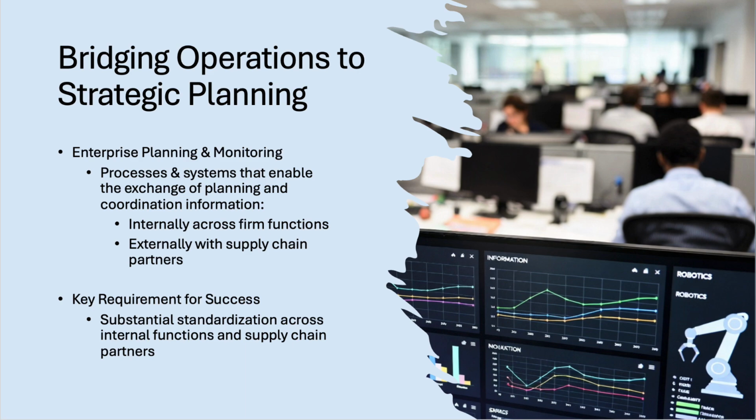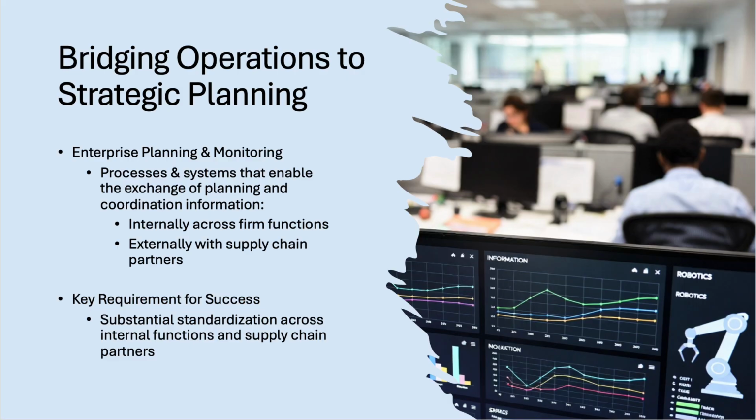The key requirement for success is substantial standardization across internal functions and supply chain partners. Standardization matters because systems cannot communicate effectively if different partners use inconsistent definitions, formats, calendars, or performance measures. For example, if one partner defines on-time delivery differently from another partner, performance reporting becomes confusing. This idea helps us see the bridge between execution and strategic planning. A firm must execute daily operations, but it must also coordinate future plans and monitor performance.